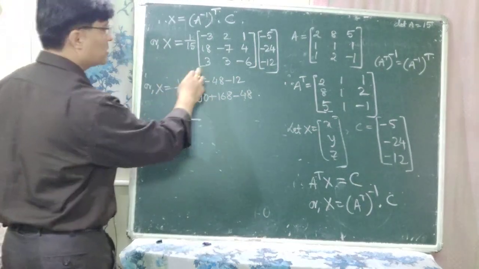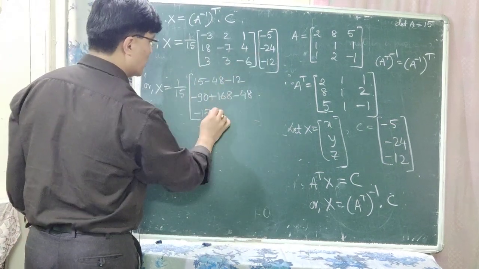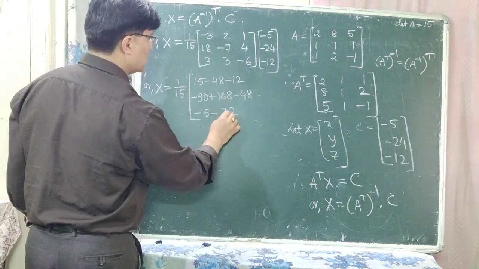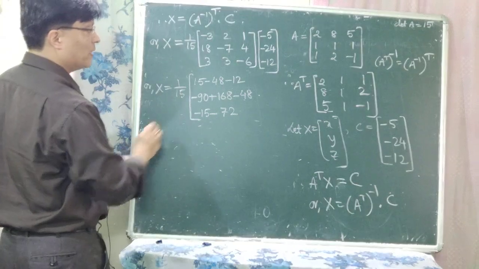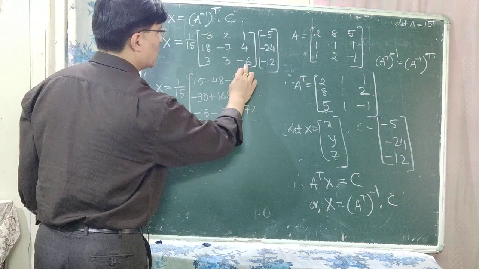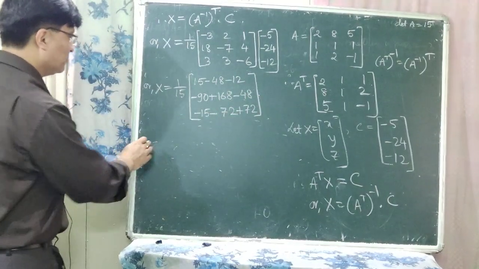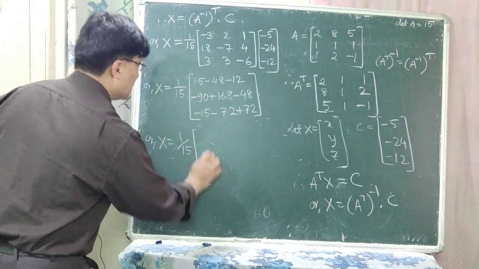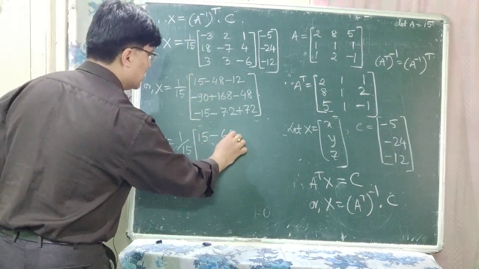Is that clear? Next, 3 into minus 5 is minus 15. 3 into minus 24 is minus 72. Then minus into minus is plus, 6 into 12 is 72. Right? So capital X is equal to 1 upon 15. Now we can simplify it further. Minus 15, minus 45, same sign, you can add them: minus 60.